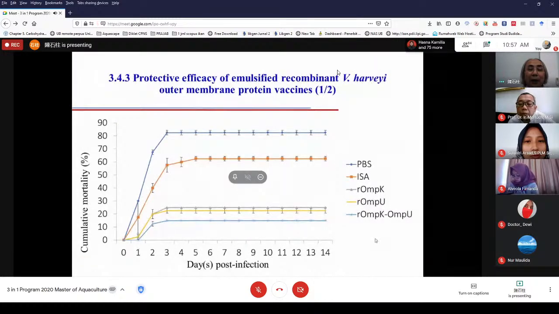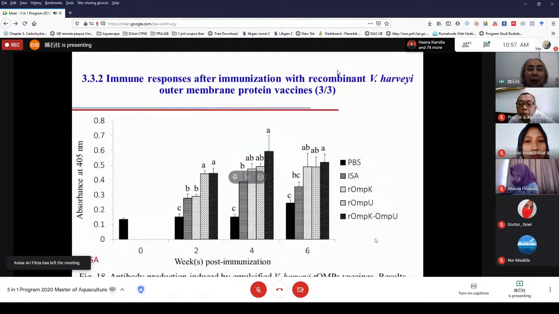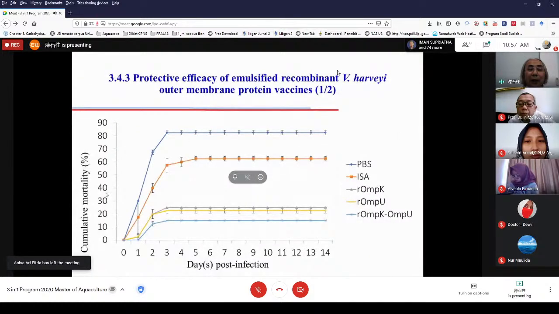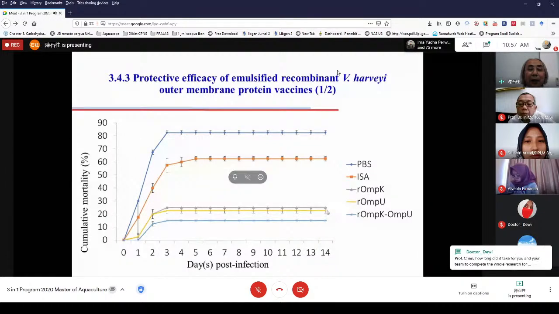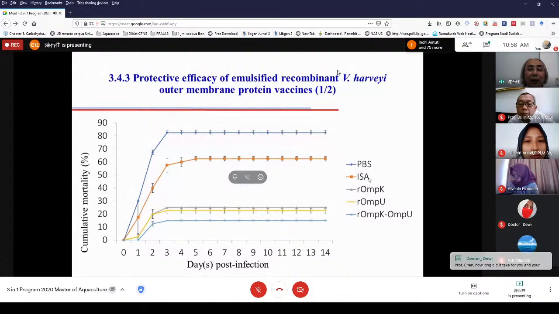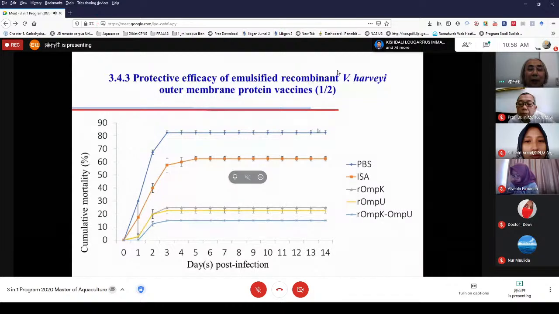But even though in the ISA, they also increase the antibody titer too. So this is the cumulative mortality. The fusion protein has the lowest mortality, with OMPK or OMPU in the middle. But ISA still has a small amount of protection, because the adjuvant also activates cell function. They cannot produce a specific antibody, but they can activate the immune cell activity. The PBS group has more mortality, okay?